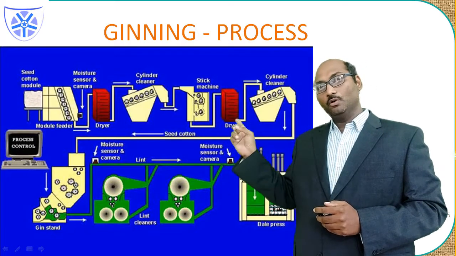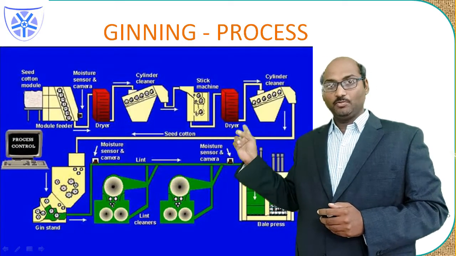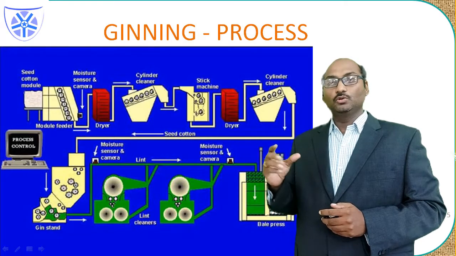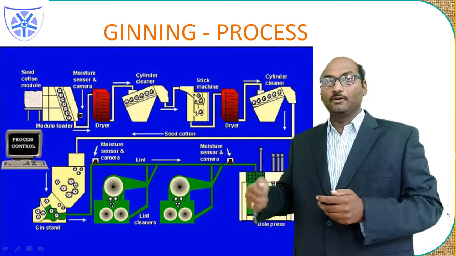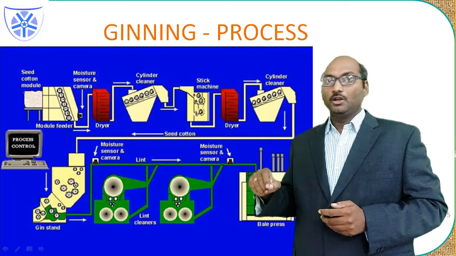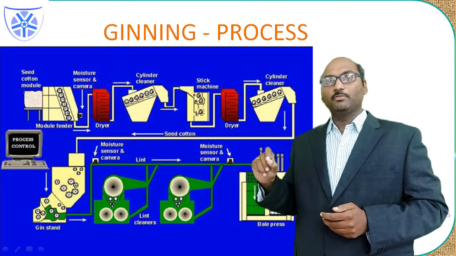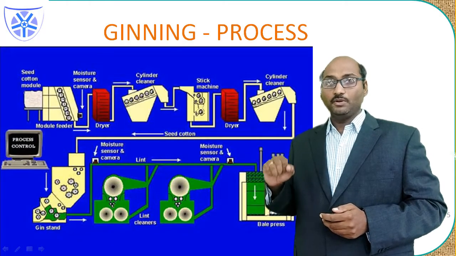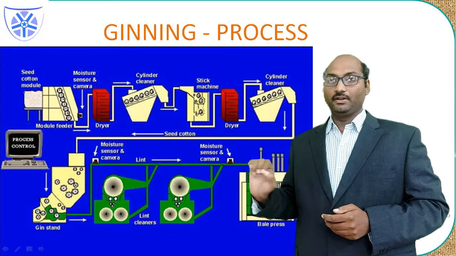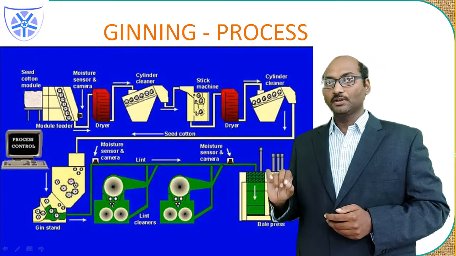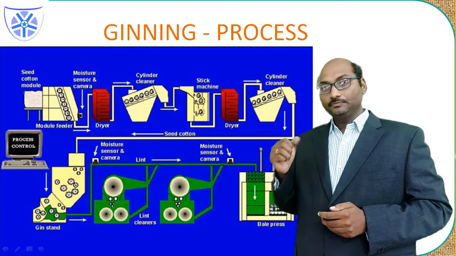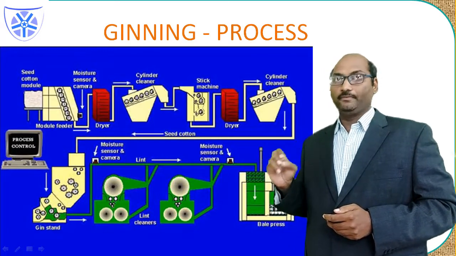After the dryer, it may go to the cylinder cleaner, then a stick machine. In the stick machine, any big sticks, small stones or anything else, once it opens up, will fall down due to gravitational and centrifugal forces. So, in the entire process of yarn manufacturing, the main cleaning process majorly depends upon gravitational and centrifugal forces. If you are not clear with these forces, maybe we will discuss them sometime, or you can Google it and understand the effect of gravitational and centrifugal forces.